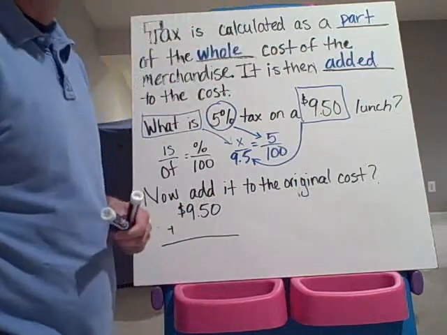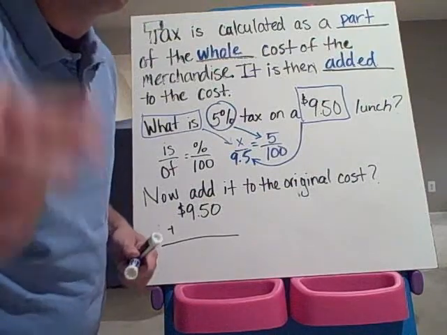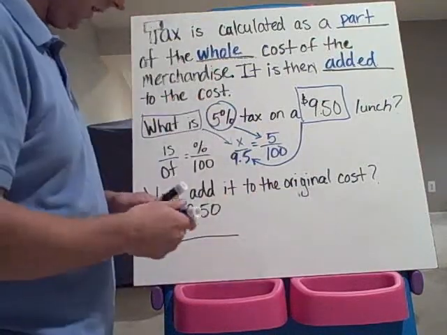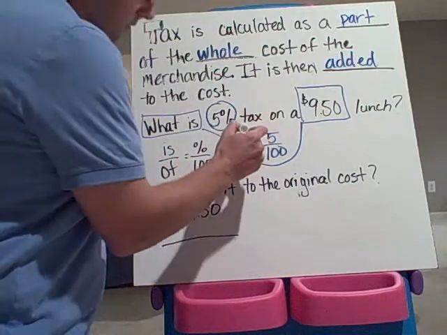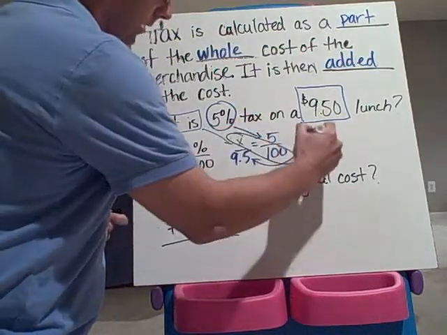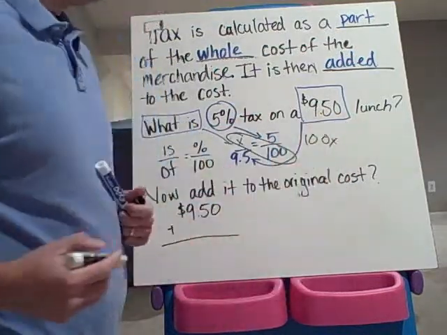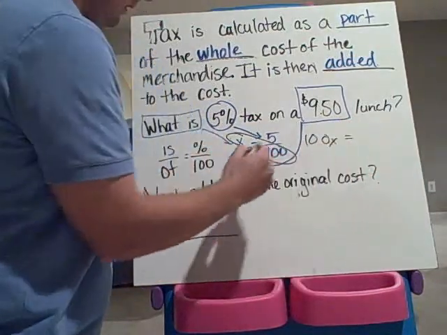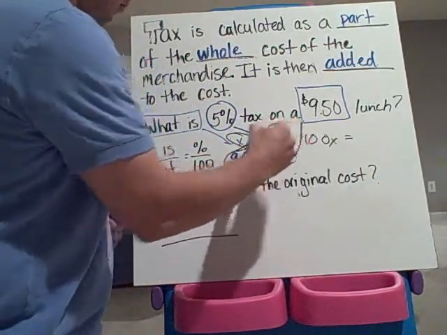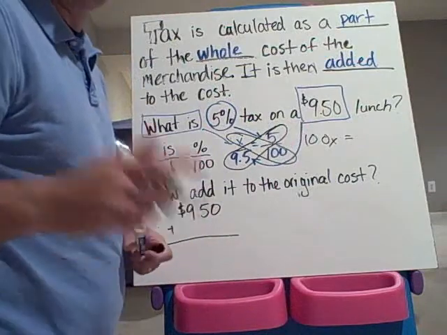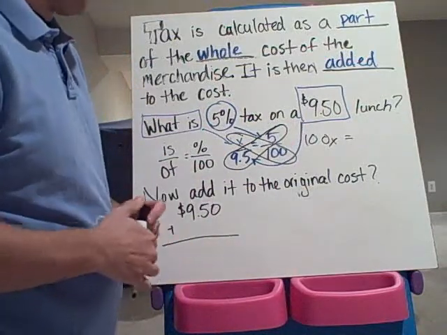Oh, come on, I didn't hear everybody say it. There it is, cross multiply. So we cross multiply, we get 100x equals 9.5 times 5. I think you're all going to have to get your calculators out for that.